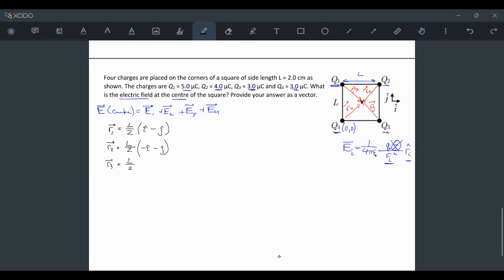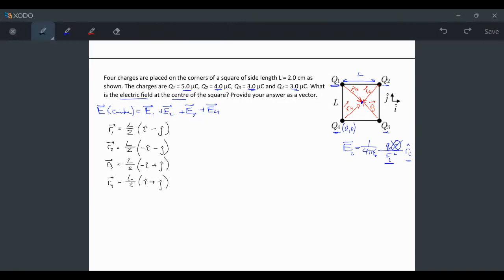R3, the path we need to go is up and to the left. To the left is minus, up is positive. And lastly, L over 2, I hat plus J hat. So I think that should be pretty straightforward. Let me know if it's not.